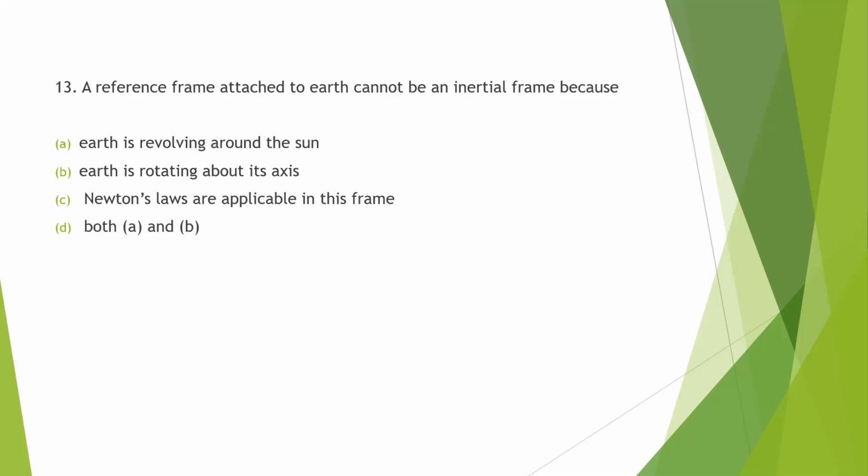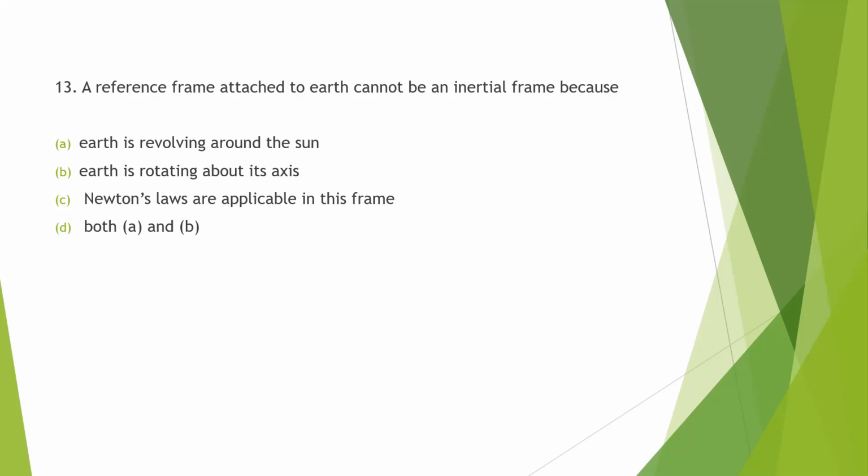Next question. A reference frame attached to Earth cannot be an inertial frame because... So students, I think in the last chapters you might have studied the reference frame. So what is a reference frame? In reference frame, two types are there, that is inertial frame and non-inertial frame. So a reference frame attached to Earth cannot be an inertial frame.